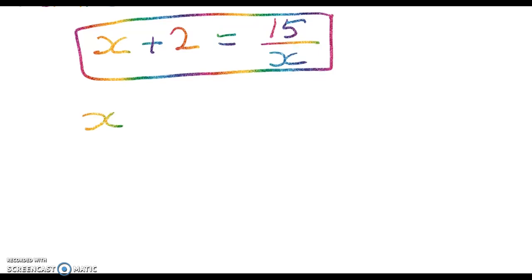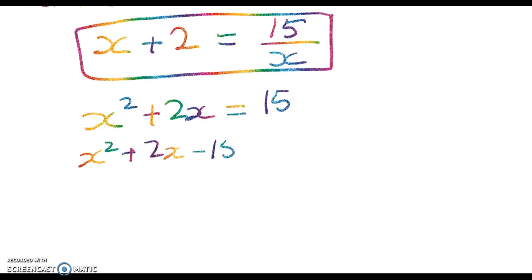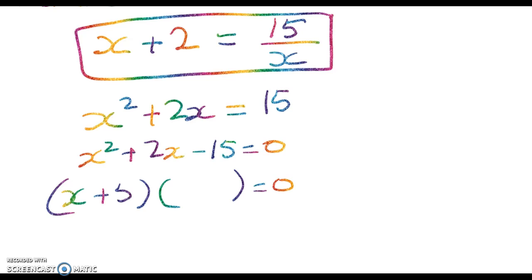So multiplying through, we get x squared plus 2x is equal to 15. x squared plus 2x minus 15 equals 0. Pretty easy one to factorise. x plus 5, x take away 3, and we see that x is equal to negative 5, or x is equal to 3.